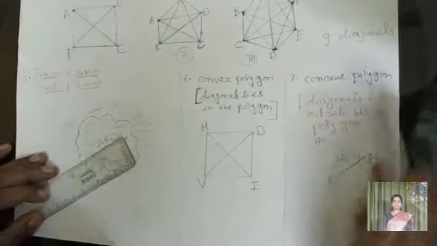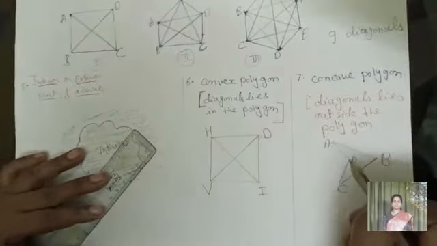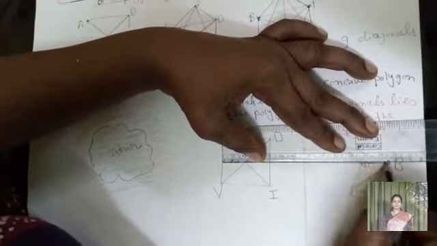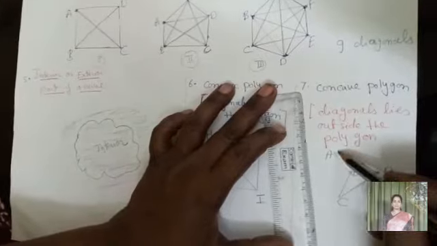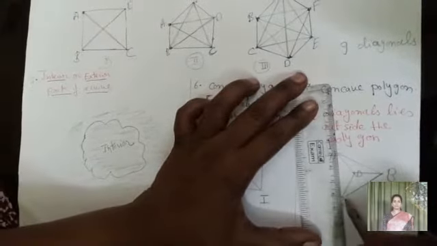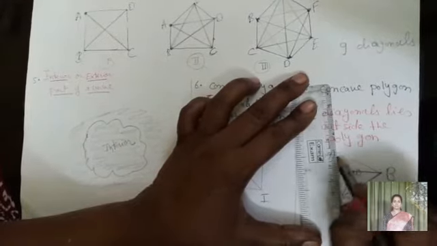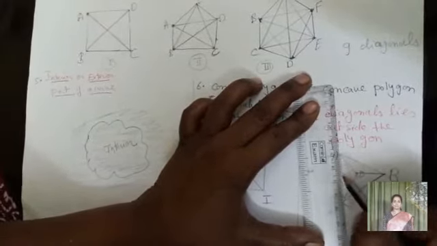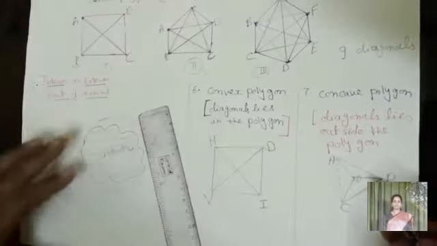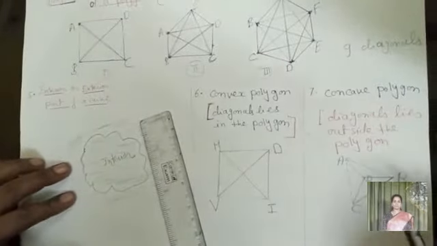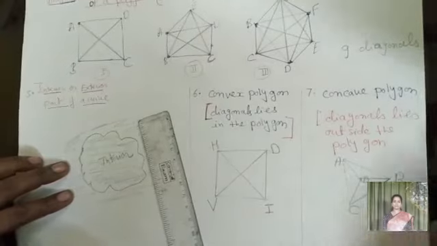Whereas concave polygon, if I try to join a diagonal, I will get BD as one diagonal. BD is one diagonal. Then I will try to join another diagonal, that is from A to C. Now can you see this diagonal lies outside the polygon. Outside the polygon. So because of this, this polygon is a concave polygon.